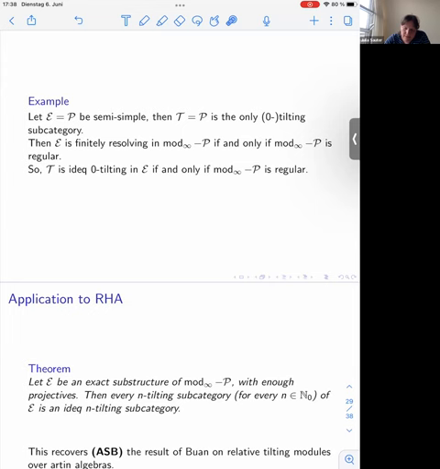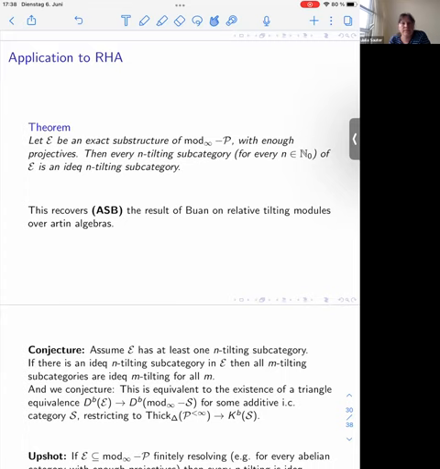The other situation I care about was this Auslander-Solberg situation. This means now we want to look at exact substructures. That wasn't covered in the previous result. So if E is an exact substructure of mod infinity P with enough projectives, then every n-tilting subcategory of E is also IDEC n-tilting. This again, one just reduces to the previous situation. I assume directly that E has enough projectives, so I can do the Yoneda embedding for E, and then I use that to come back to the other and show that the essential image is finitely resolving.